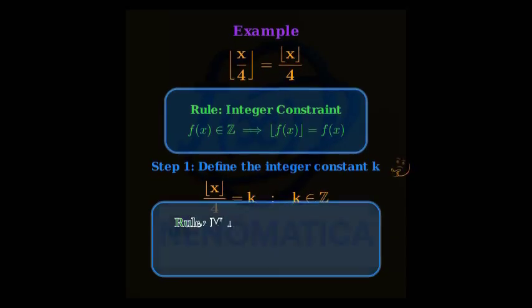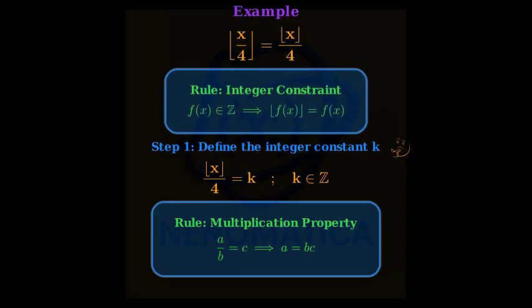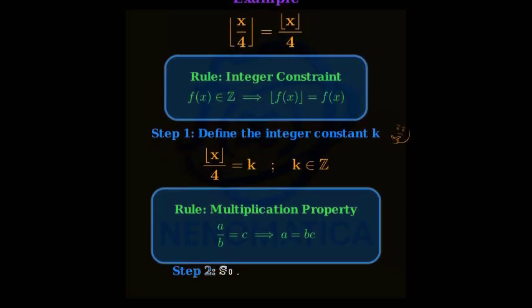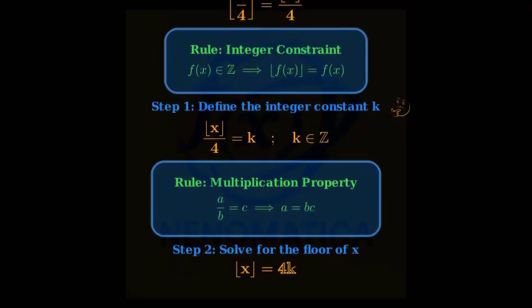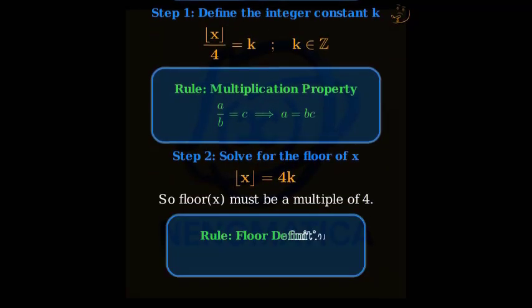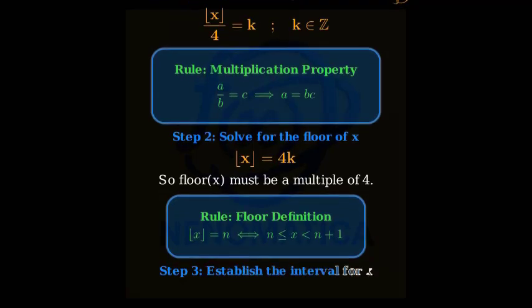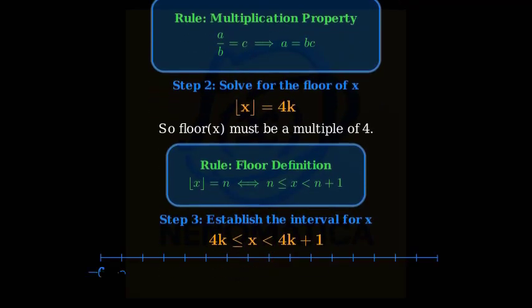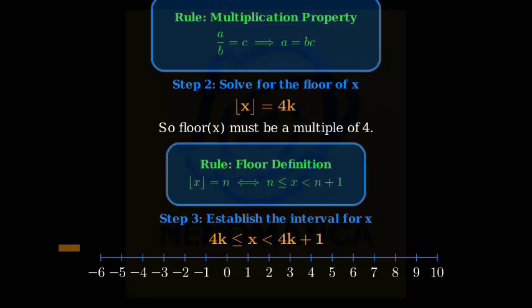Step 2. We multiply both sides by 4 to solve for the floor of x. This gives floor of x equals 4k. Step 3. Using the definition of the floor function. If floor of x equals n, then n is less than or equal to x, and x is strictly less than n plus 1. With n equal to 4k, we get the interval 4k is less than or equal to x, and x is strictly less than 4k plus 1.